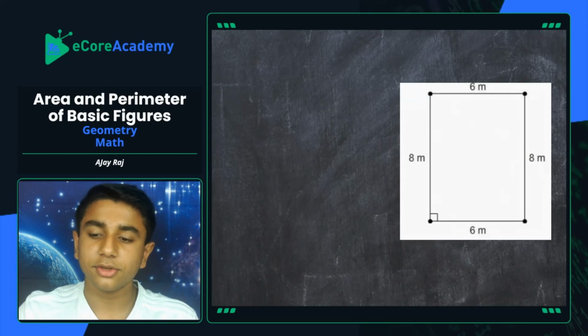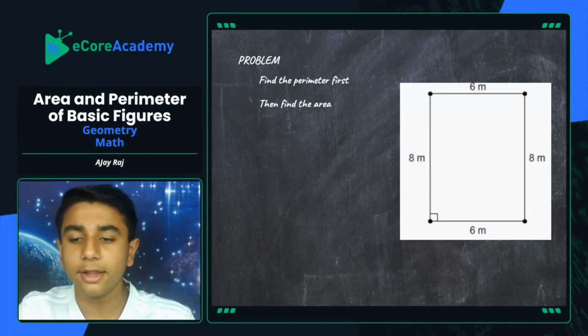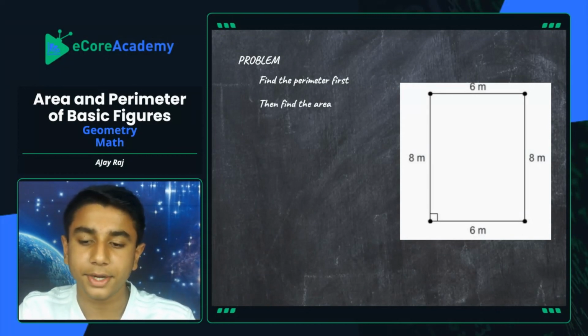And this is a rectangle here. Like I said before, it's the same exact properties as a square. So we're going to find the perimeter first, since we already know the perimeter formula. And we're also going to find the area of this rectangle, as we already have been introduced, since the area of a rectangle is just the same exact area of a square.